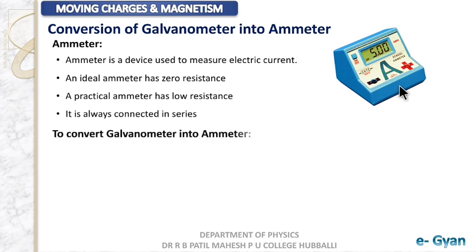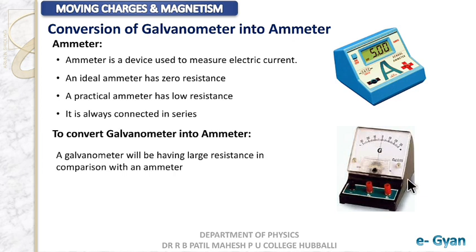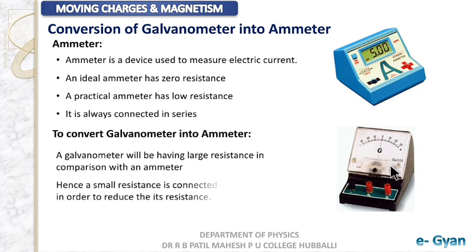Moving ahead, let us find out how we convert a galvanometer into an ammeter. A galvanometer's resistance is very large when compared with an ammeter. So if the resistance of the galvanometer is too high compared to an ammeter, then we can connect a small resistance in parallel with the galvanometer to reduce the resistance of the combination. So let us try to study it.